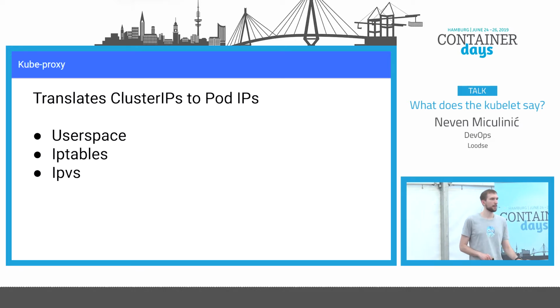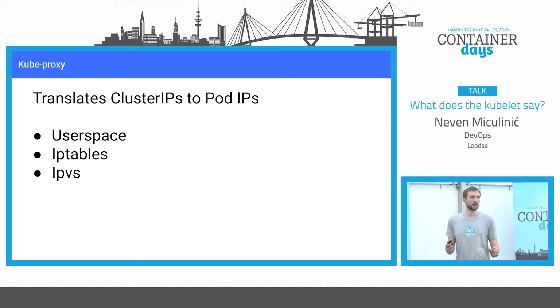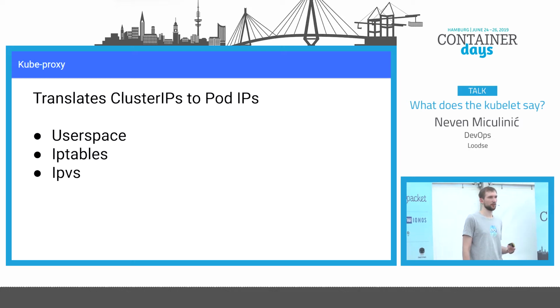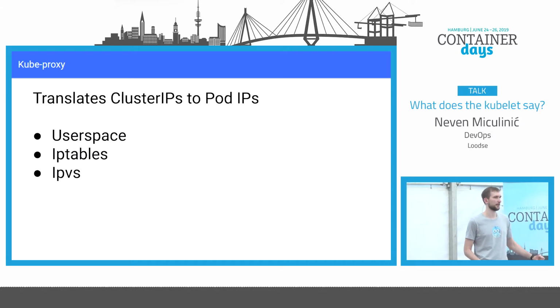So finally, I'll talk briefly about kube-proxy. This isn't directly related to kubelet, but it's just one other component running on every node, which handles the translation between cluster IPs and pod IPs and some other minor responsibilities. There are three modes of operation for kube-proxy. One of these is userspace proxy, which is slow, and probably nobody uses it anymore in production. There is iptables mode and IPVS.